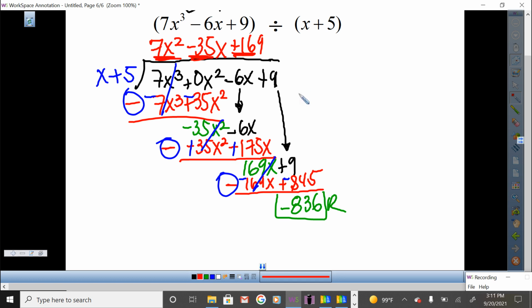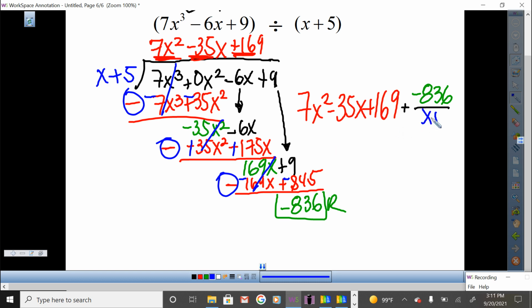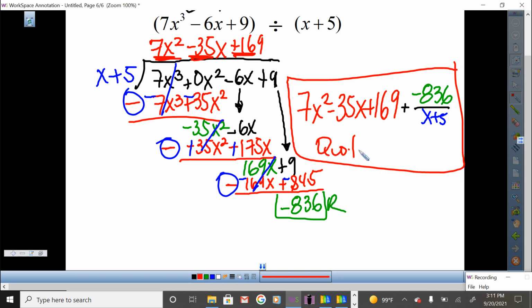What is my quotient? My quotient so far is 7x squared minus 35x plus 169. And look how I write my remainder. I put a little plus here and a fraction bar. What goes on top? Negative 836, that is correct. And underneath that, our divisor, which is x plus 5. And that is our quotient.